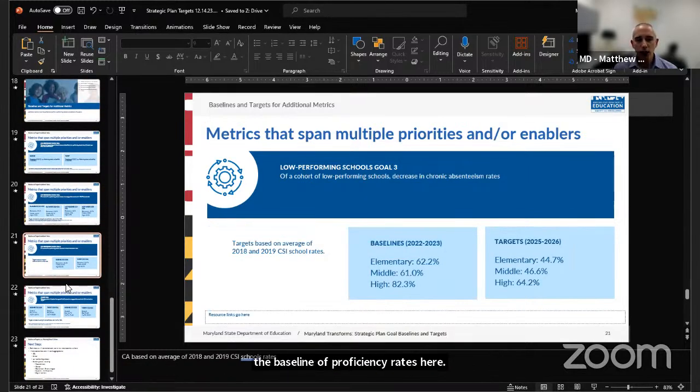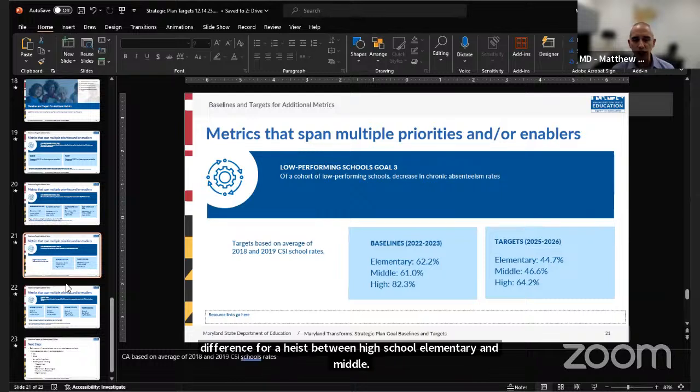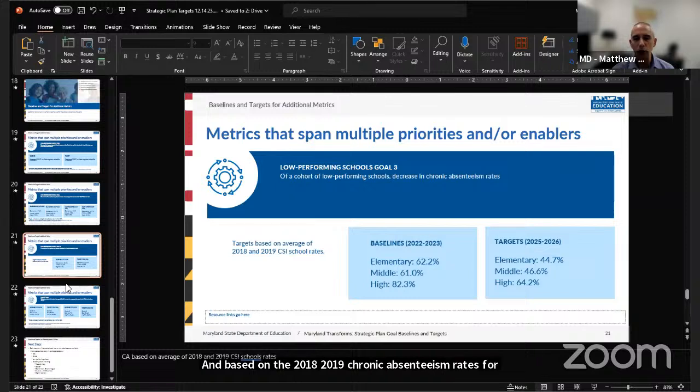The last metric for low performing schools is to decrease their chronic absenteeism rates. Again, we broke it out by school level because there's a big difference between high school, elementary, and middle. Based on the 2018-2019 chronic absenteeism rates for CSI schools, the previous cohort came up with the targets shown here on the right for 25, 26.